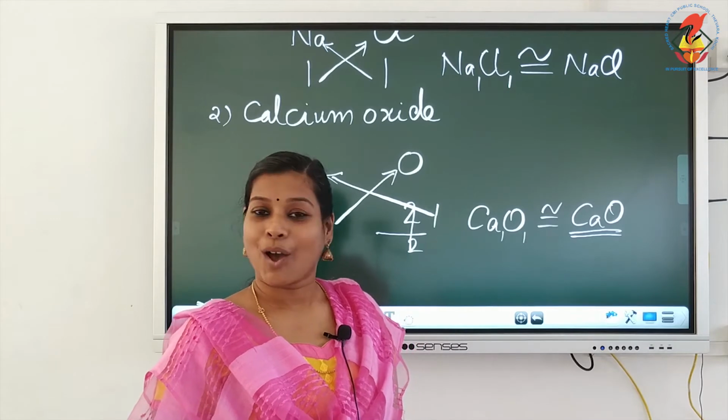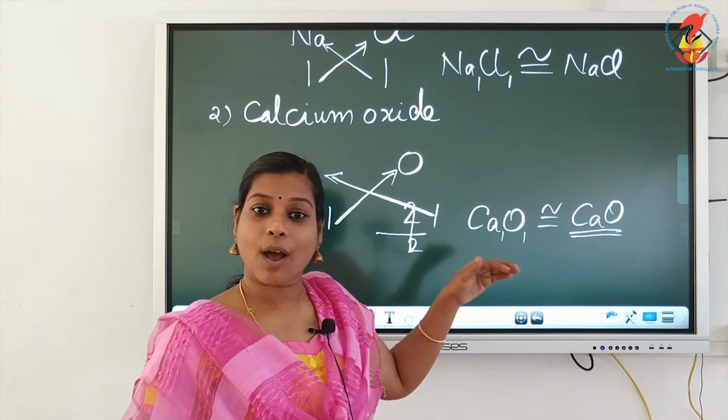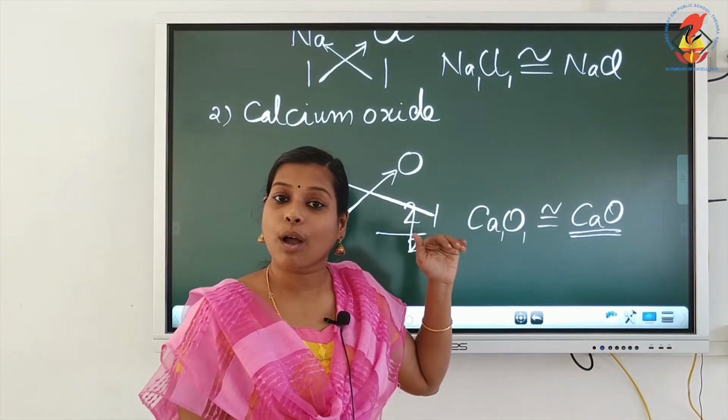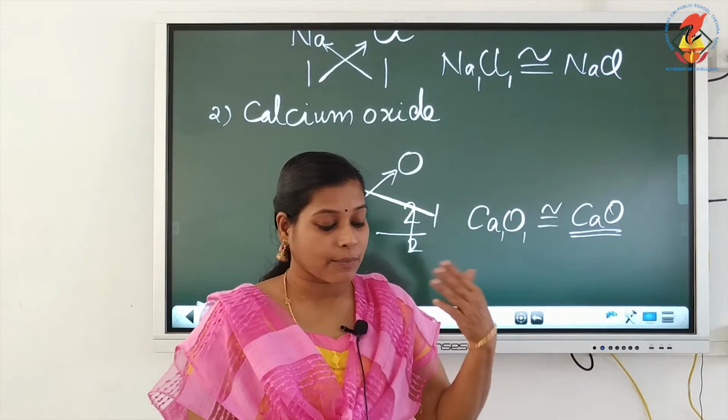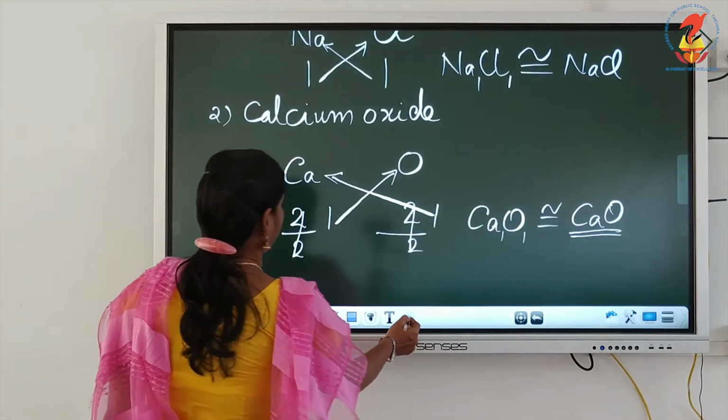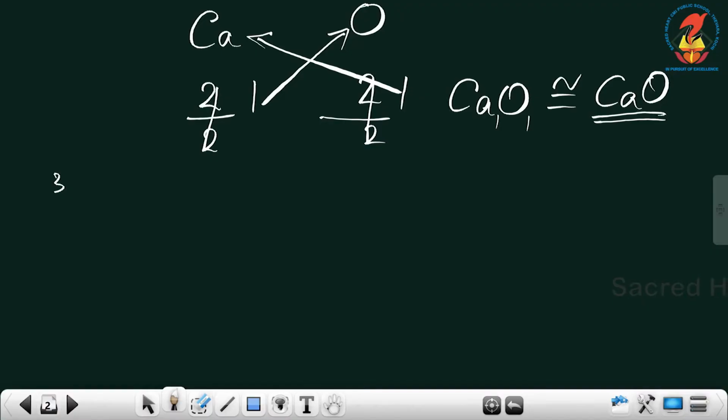Hope you understood. If there is a common factor, we have to divide by the common factor. After that, cross over. Okay. The next one we can see is magnesium oxide. A few examples we can see.